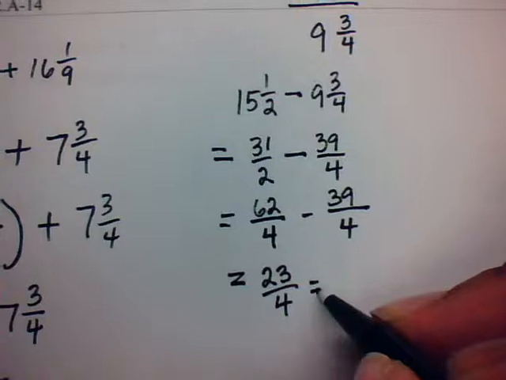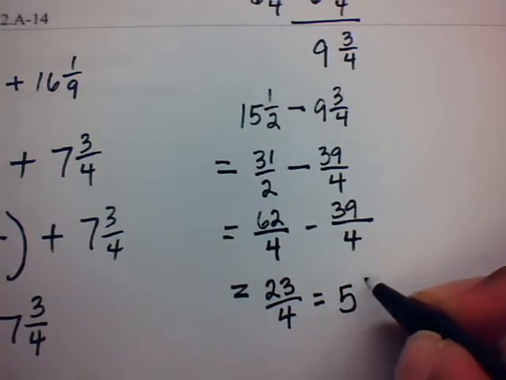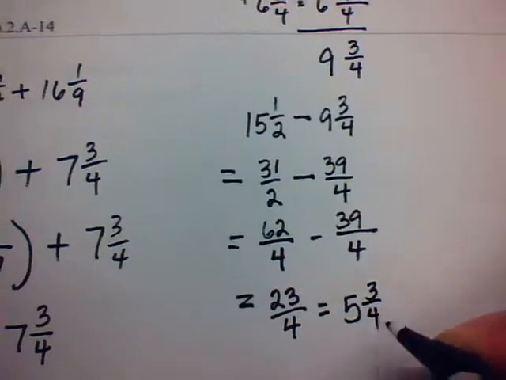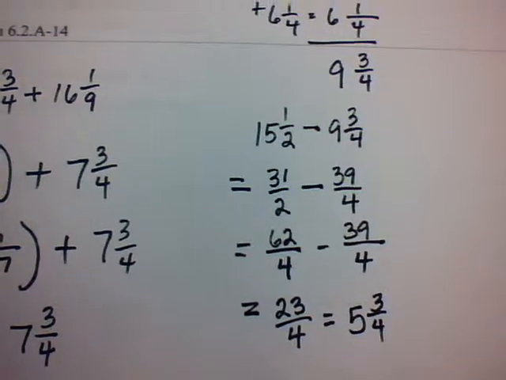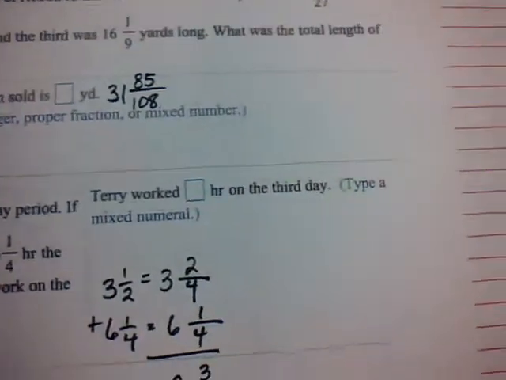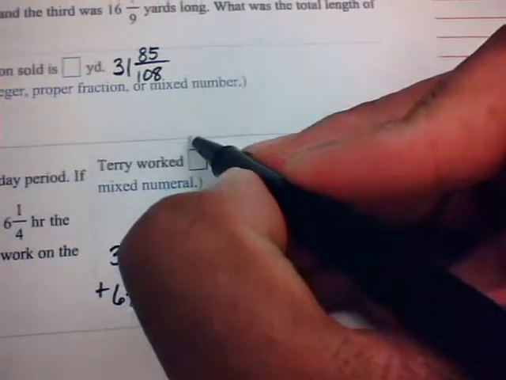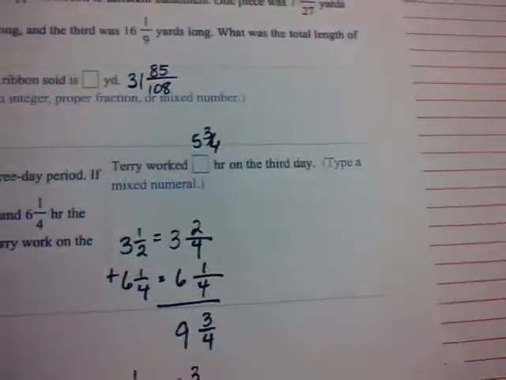And then as a mixed number, divide 4 into 23, you're going to get 5 with 3 left over. So here, 5 3/4 is the amount of hours that Terry worked on the third day. So to answer that question, Terry worked 5 3/4 hours on the third day.